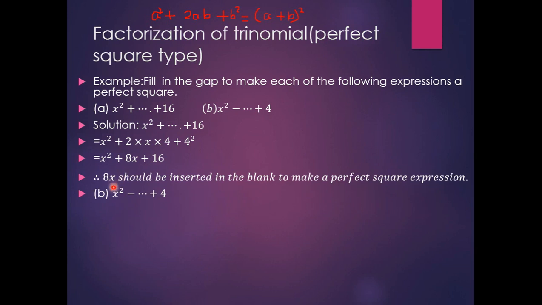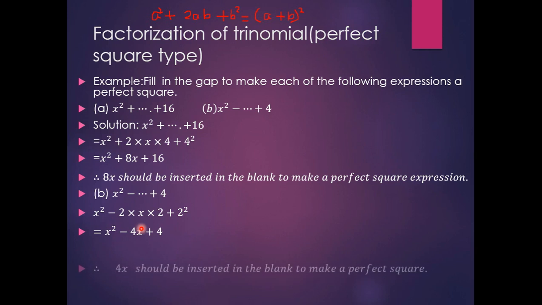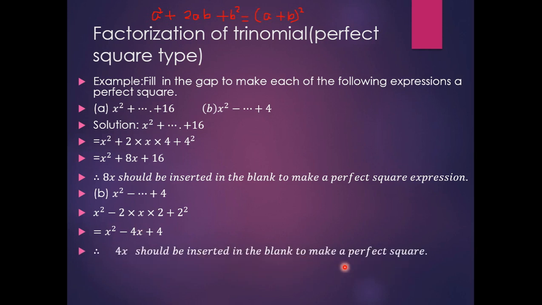And now x square minus, plus 4. So this one is a square minus 2ab plus b square type of expression. Okay, here 2ab should be inserted. So 2 times a means x, b means here 2. Okay, 4 means we can write 2 square because 2 times 2 is 4. And now here this 4x should be inserted so that the expression becomes a perfect square.